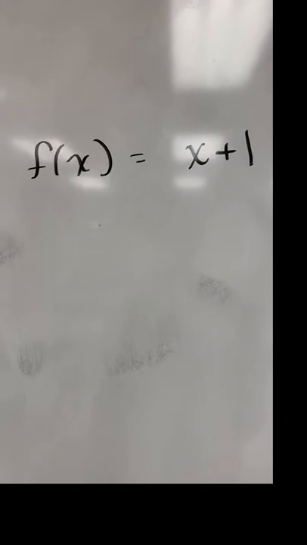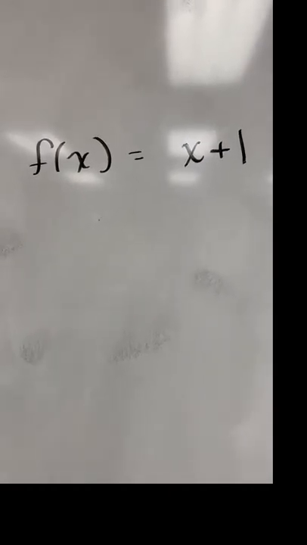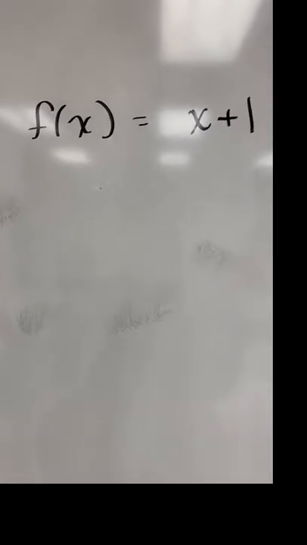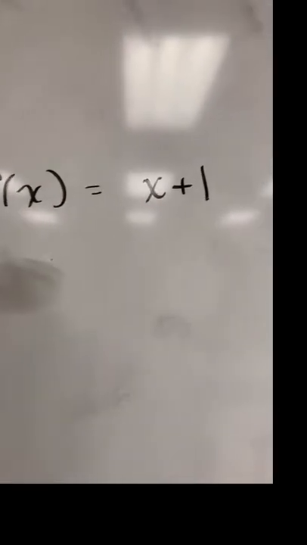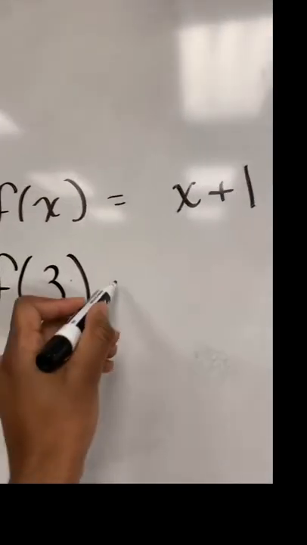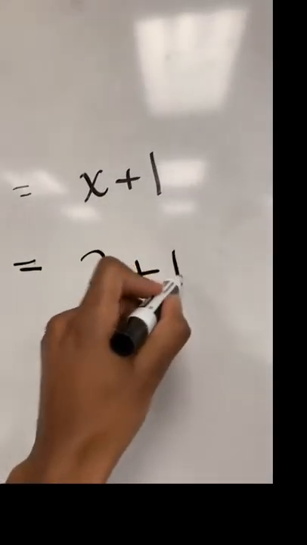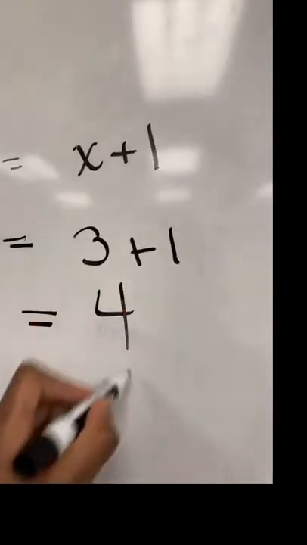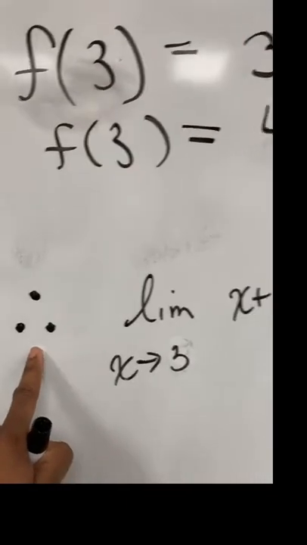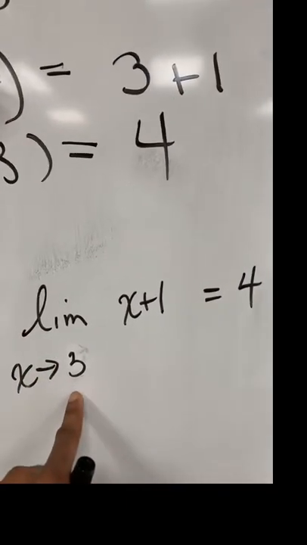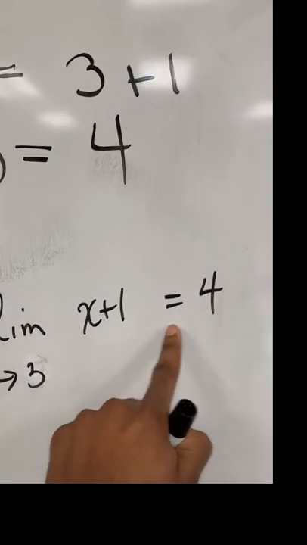First example, I have a function f(x) equal to x plus 1. My question to you is, what happens as x gets closer to, let's say, the number 3? What's my intended height? That's a super simple answer, because if x is getting closer to 3, let's see what happens when I plug in a 3. Looks like the answer is 4. Therefore, the limit as x approaches 3 of x plus 1 is equal to 4.